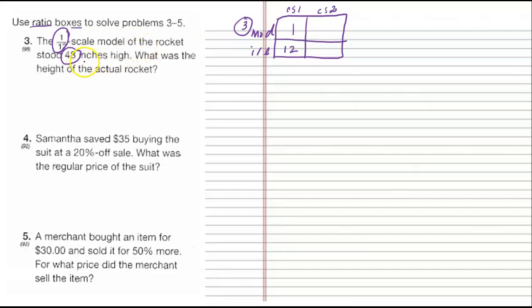Okay. The model stood 48 inches high. How tall was the actual rocket? So you can see our proportion from here. This is 1 over 12, and 48 over x. So 1x, as we cross multiply, is 12 times 48. So the height of the rocket is 12 times 48, which is 576 inches.